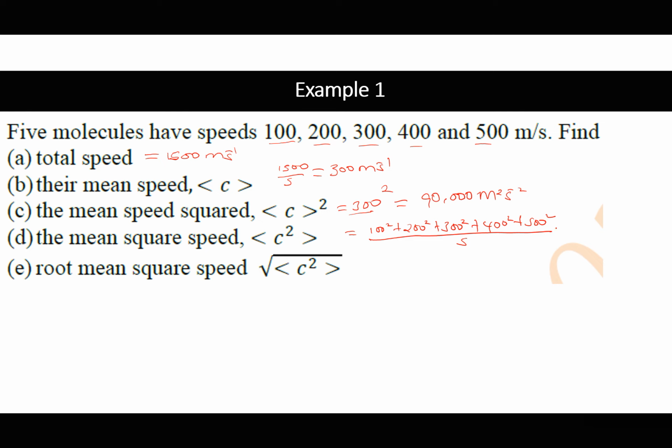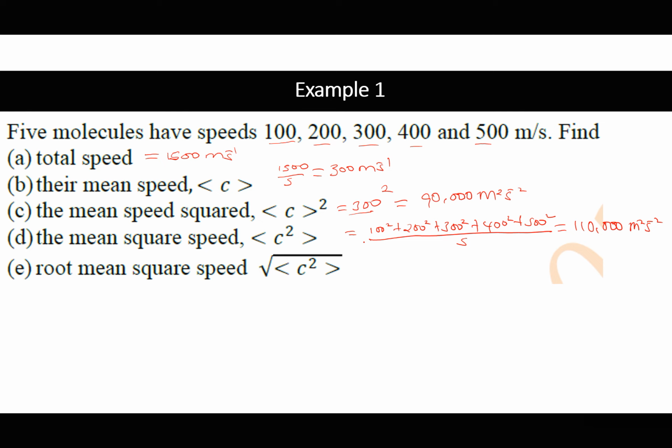So when you press your calculator, summing this up, 100 squared plus 200 squared plus 300 squared plus 400 squared plus 500 squared, divided by 5, this is giving you 110,000. Still, this will also be meters squared per second squared because each speed is already squared.